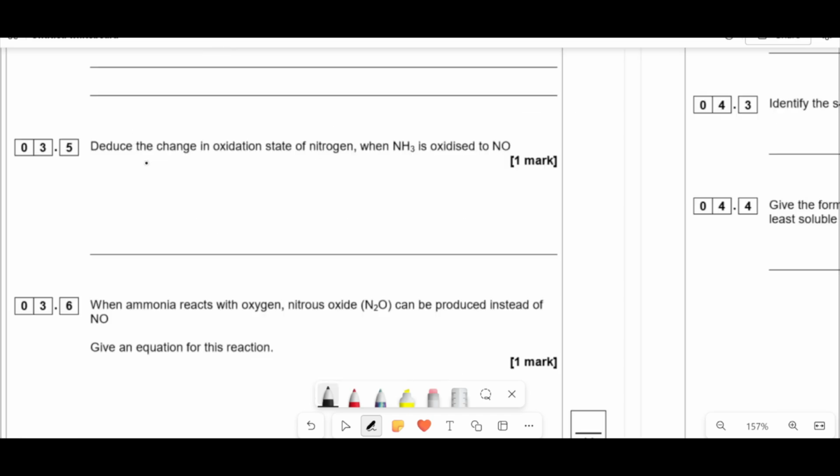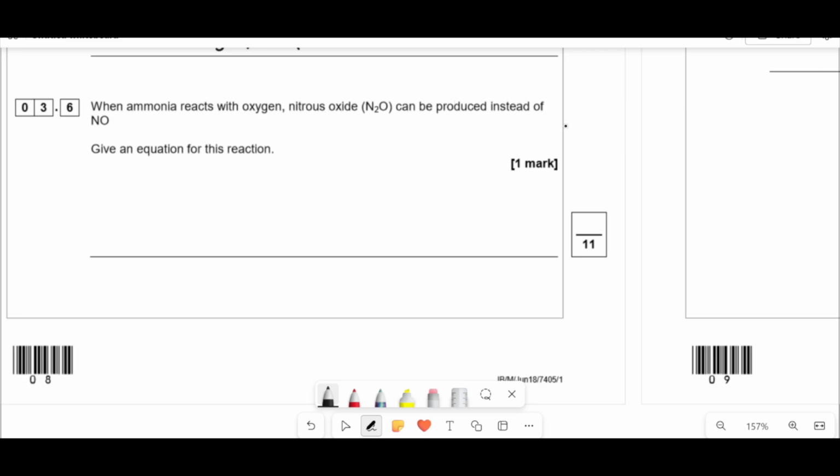There you go. Right, so the next question says, deduce the change in oxidation state when NH3 is oxidized to NO. So it's told you in there that it's been oxidized as well, which is a hint. But if we look here, the nitrogen is, well, so that's going to be -3, and here, that's +2. So you can see it's gone from -3 to +2, so that's been oxidized. -3 to +2.